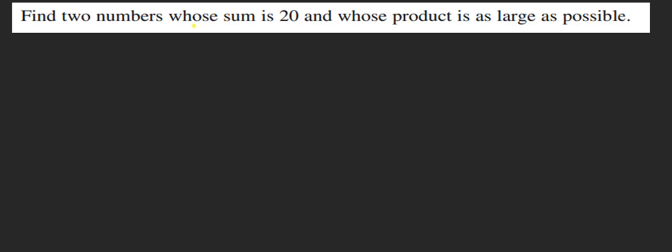So what's going to happen is that you're going to have two equations here. It says the sum of two numbers is 20, so x plus y equals 20. But our goal is to find the product that is as large as possible. So the product of two numbers is going to be x times y. Now, which one do you think we need to find the derivative of? Well, our goal is to find the largest product. So we need to find the derivative of p equals x times y.